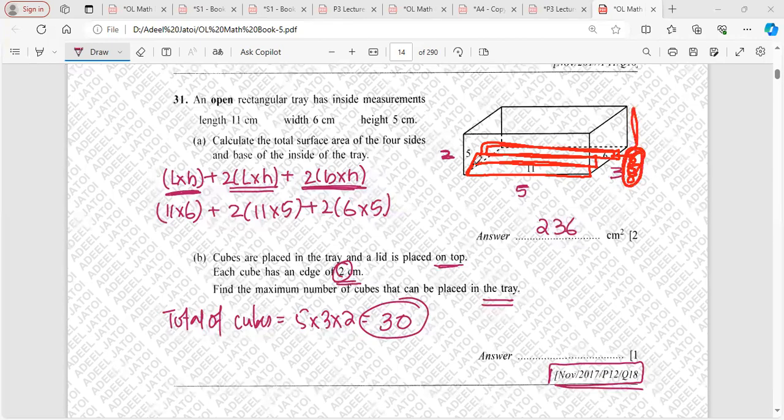Then since obviously height has two lanes, the first lane was 15, the other lane will be 15 as well. So that means 15 and 15 will be 30. You can either do it in this way, or you can just take out the total number of cubes through the width, length, and height, and then you can multiply. You can get the total number. So this was November 2017, Paper 1-2, question number 31 from the book.